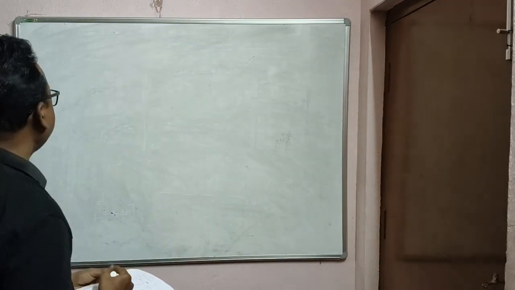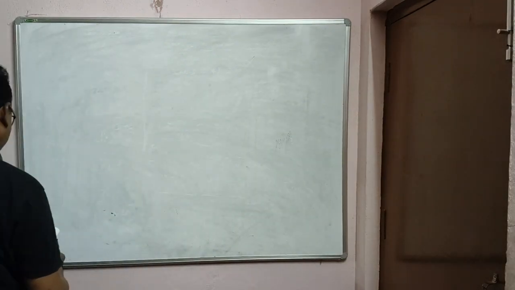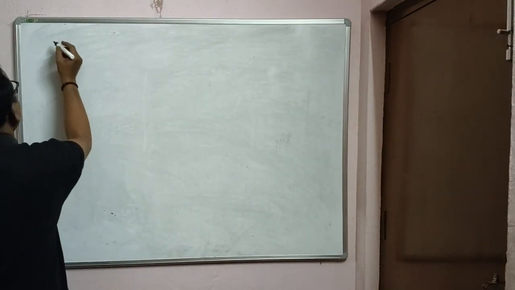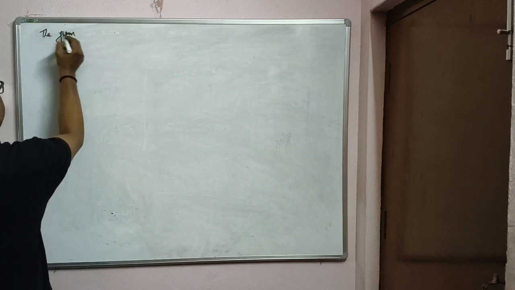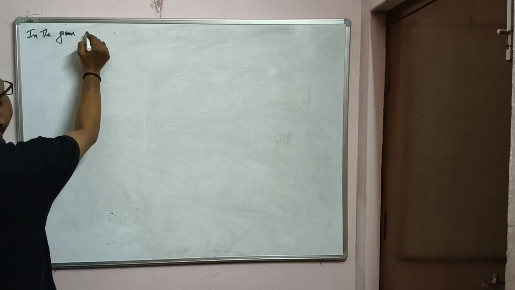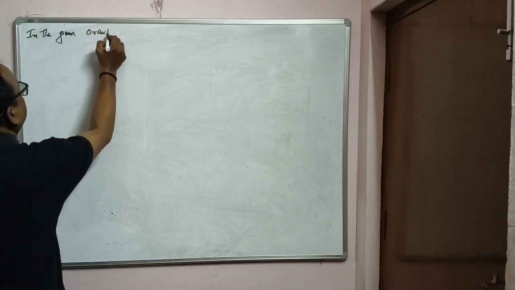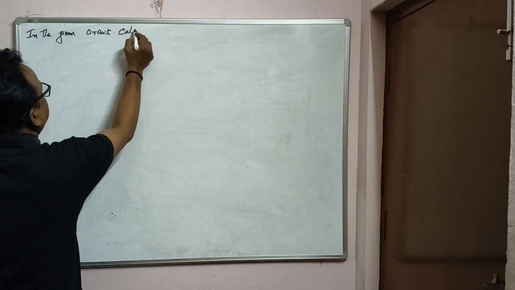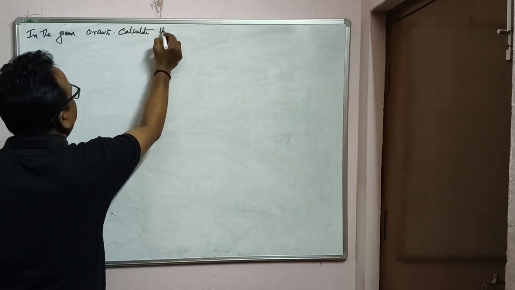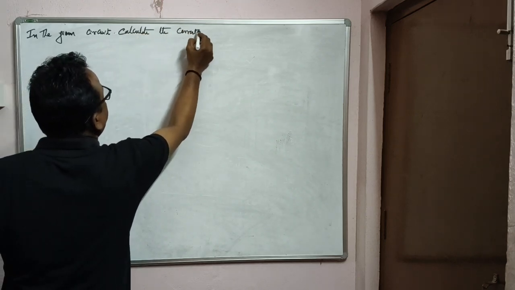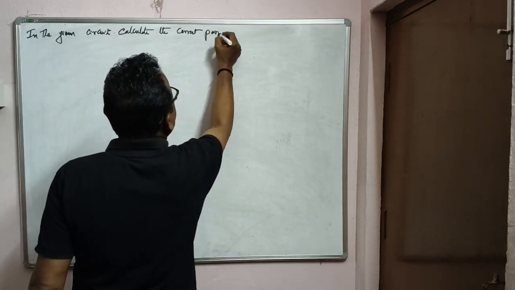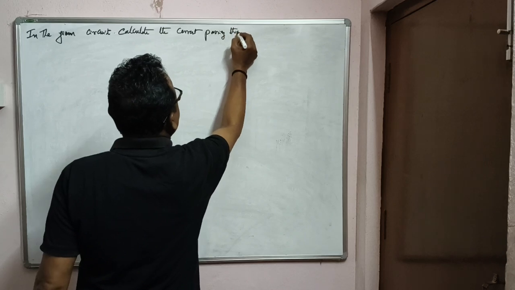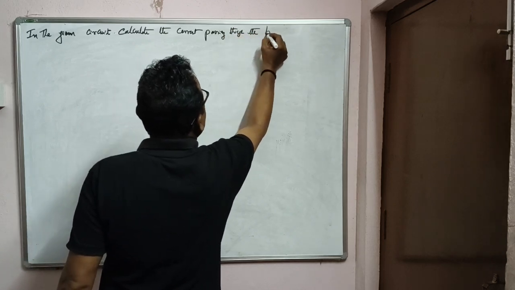Current electricity problem, and next is given from current electricity. See, he has given a circuit. See the given circuit. In the given circuit, calculate the current passing through the battery. Current passing through the battery.